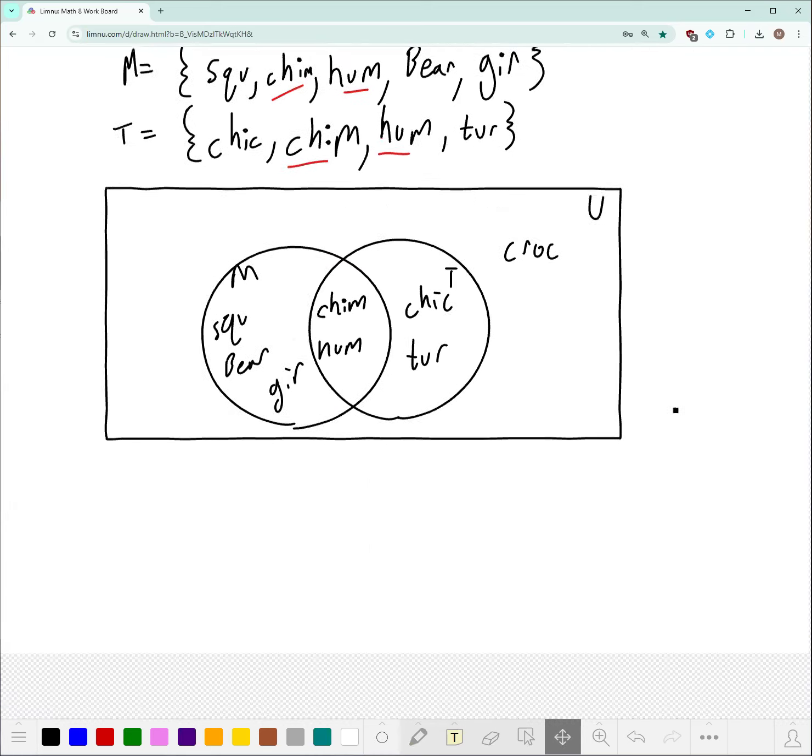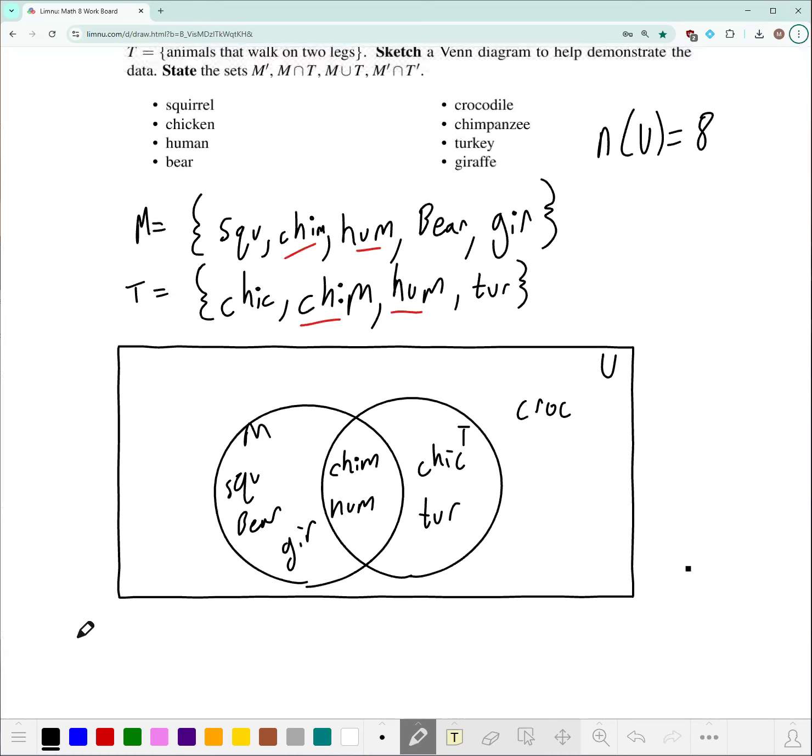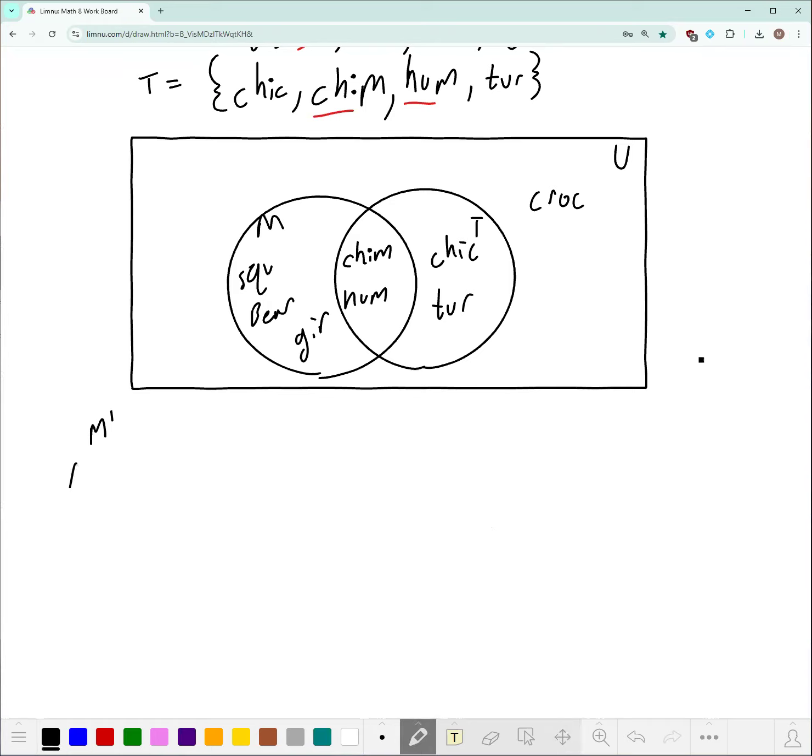All right, so now I need to remember what I need. So I need the complement of M. I need the union and intersection of M and T. And then I need the intersection of the complements of these two. Okay, so now if my Venn diagram is really good, I can use that to answer all my other questions. Okay, so the complement of M is anything that is not part of M that would be needed to fill in the universal set.